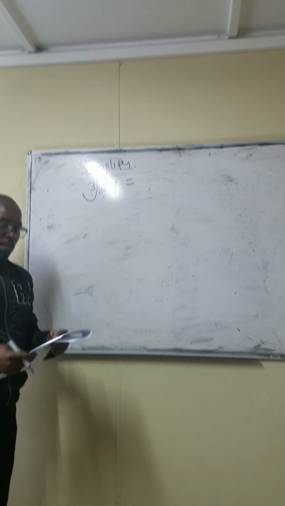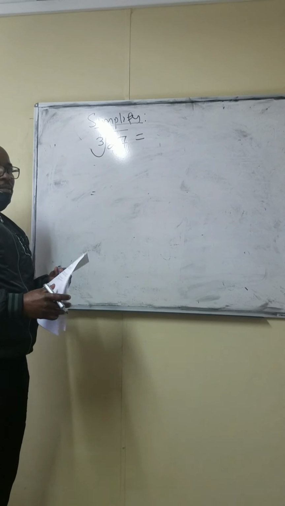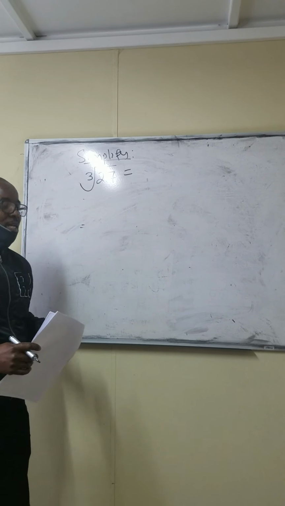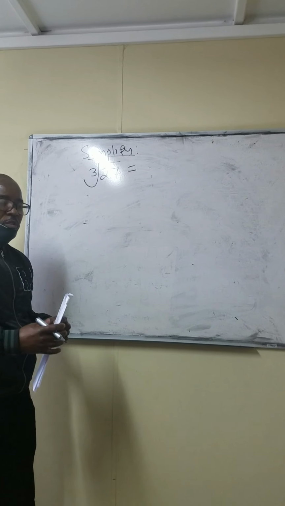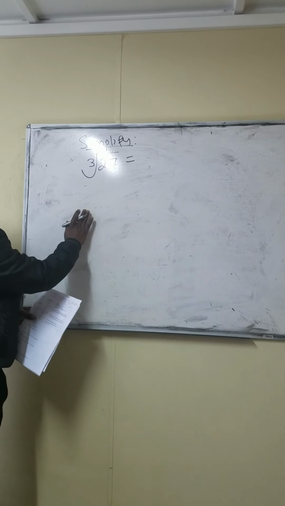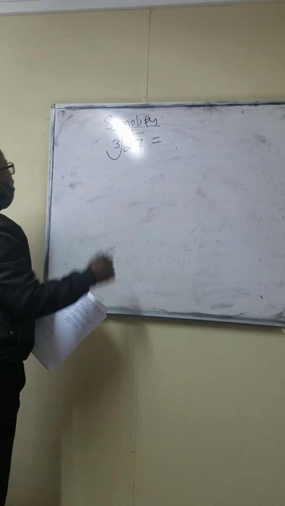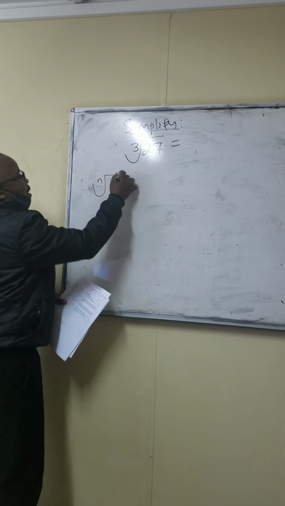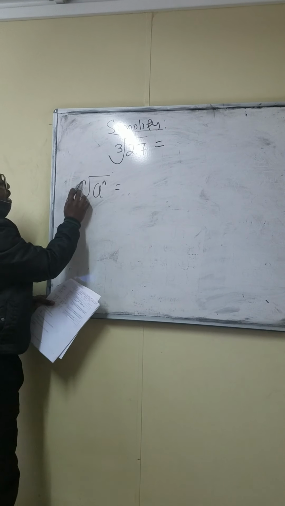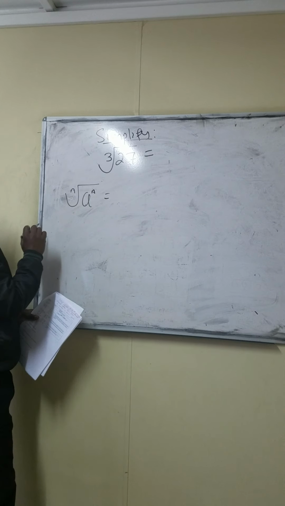Simplify. Remember, we said you cannot go straight to the answer by saying the cube root of 27 is 3 through the trial and error method. You have to use rules, or some principles or some laws. So we have this law here which we can use. When we have the nth root of a raised to the power n, this power and this power cancel out.